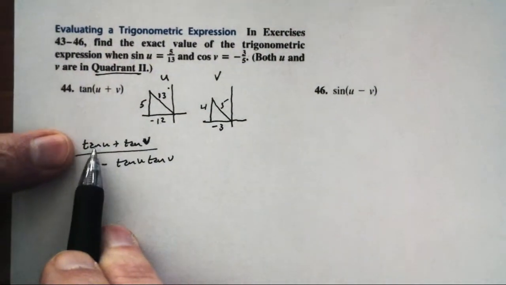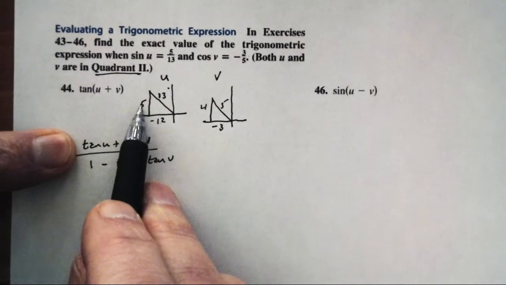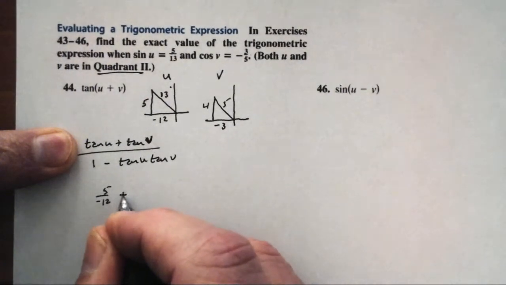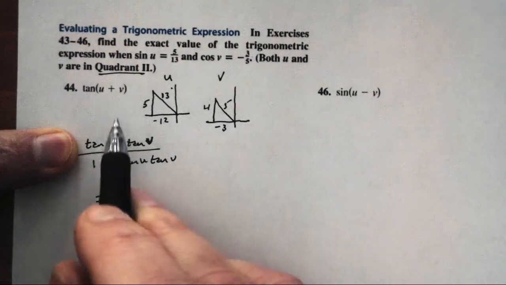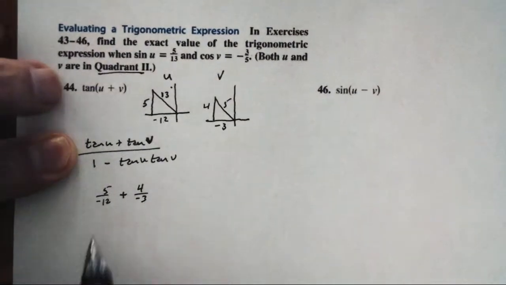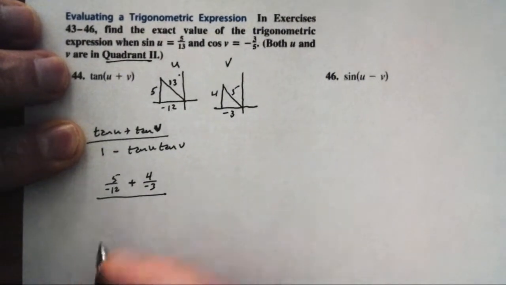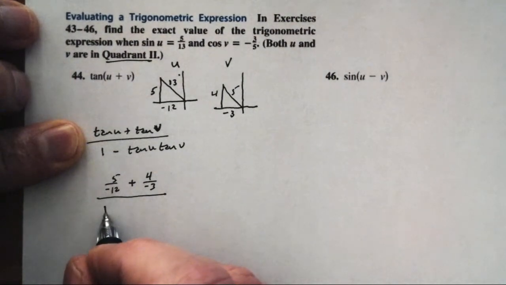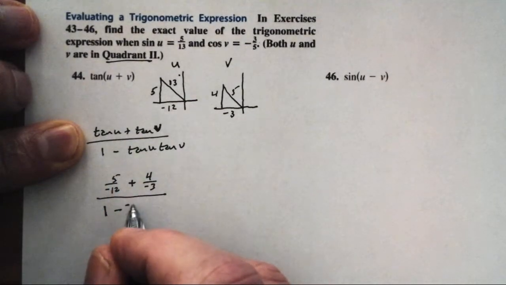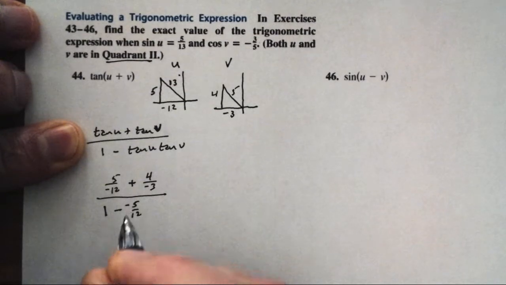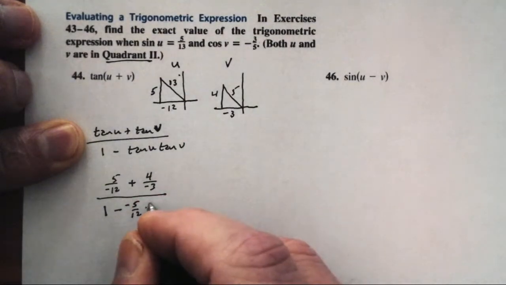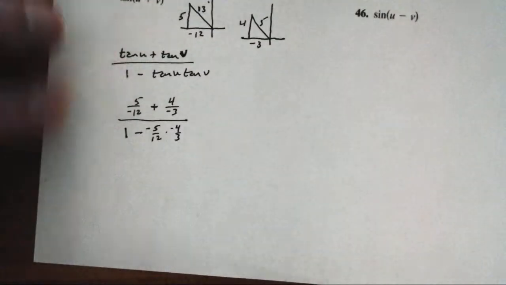Now, tangent of u, here's u, is 5 on negative 12, plus tangent of v is 4 on negative 3, all on 1 minus tangent u, negative 5/12, times tangent v, it's just this thing again, times negative 4/3. Lots of negatives going on here.